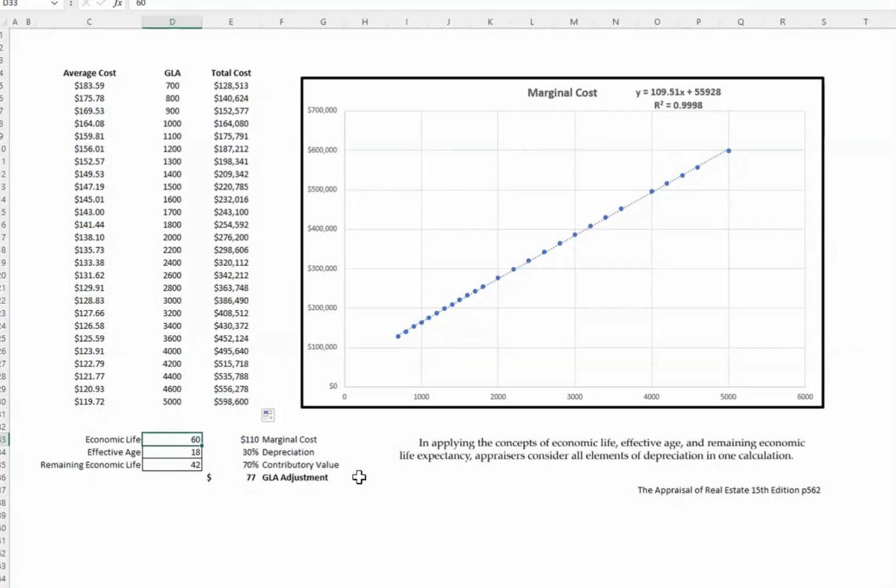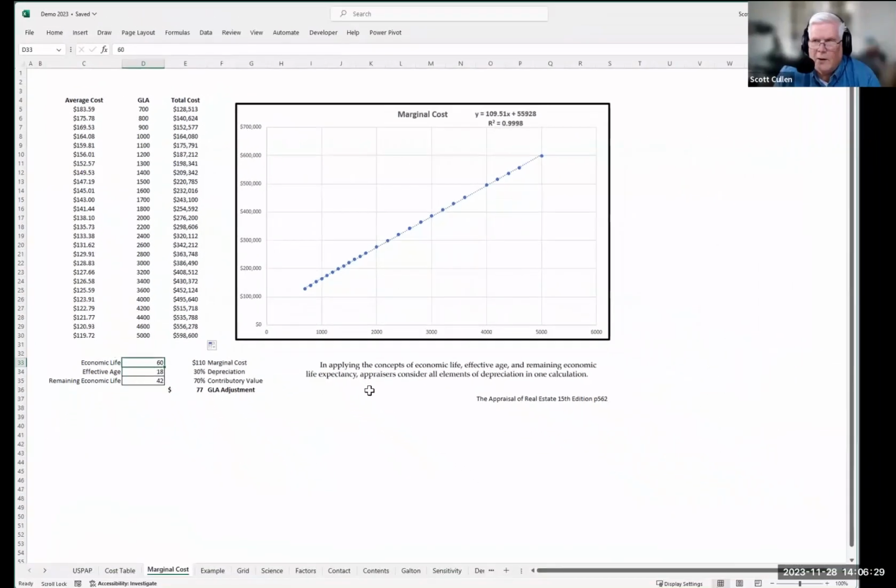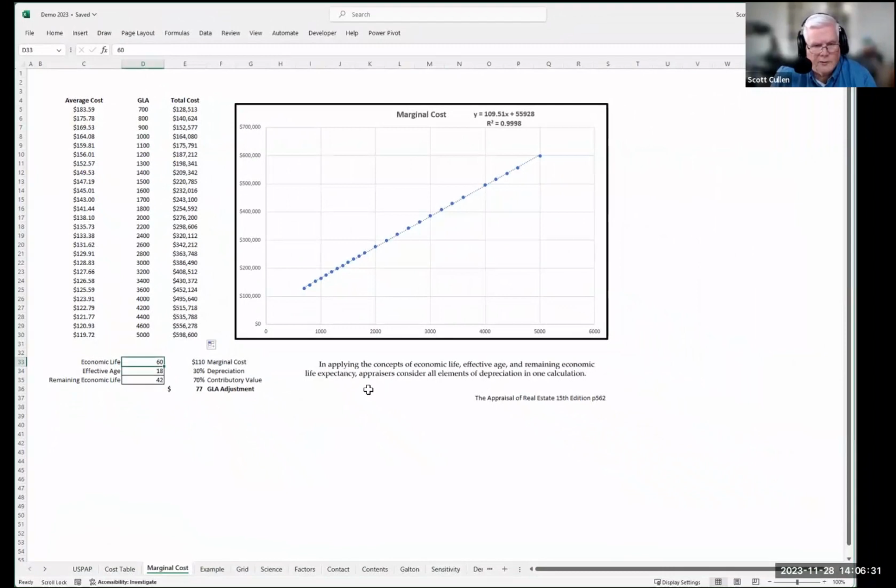And here's a little quote from the Appraisal of Real Estate. In applying the concepts of economic life, effective age, and remaining economic life, appraisers consider all elements of depreciation in one calculation. So depreciation includes physical, functional, and external. There are calculators out there that use only physical to calculate effective age, and I think that can be a problem, not necessarily, but I prefer to extract depreciation from the market by doing the cost approach.